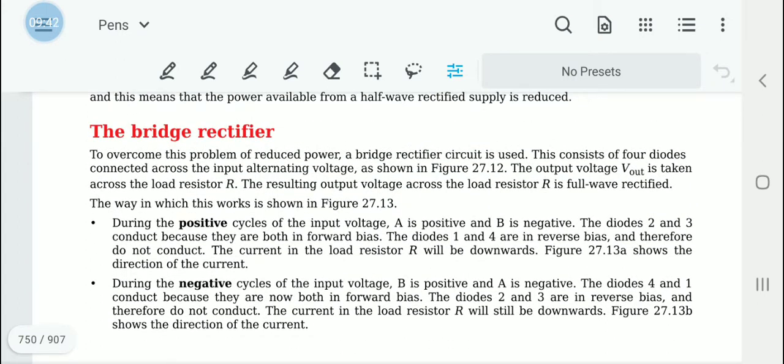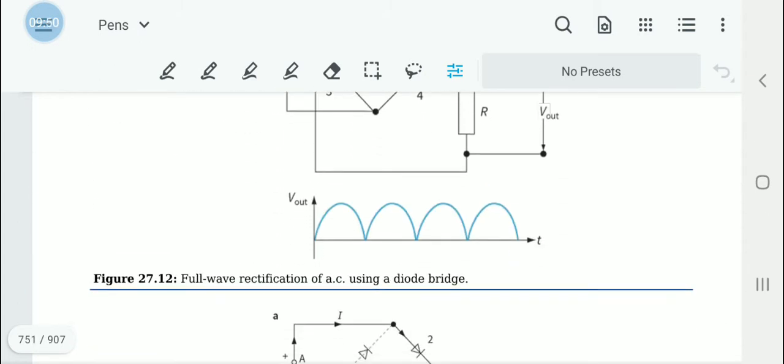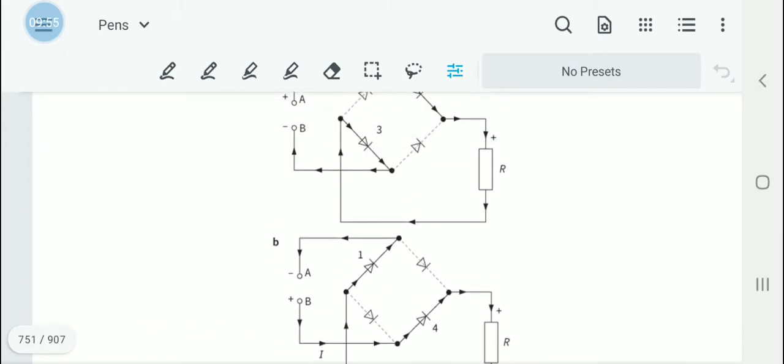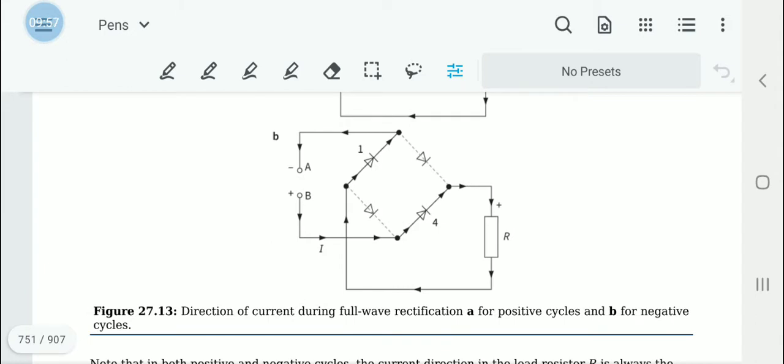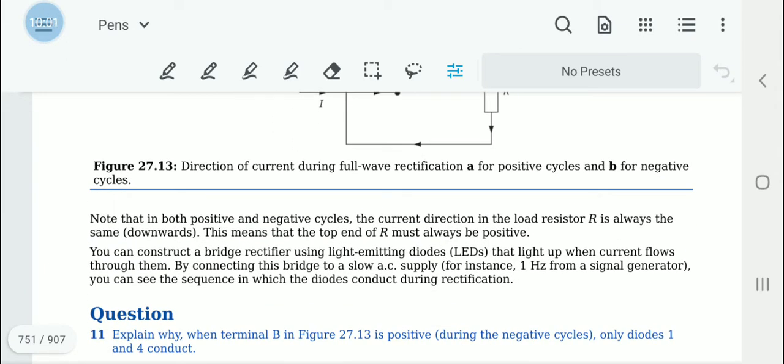Then leave a line and write: the reverse happens during the negative cycle and still produces a current downwards through the load resistor. Please draw 27.13. As a result, the power will be conserved.